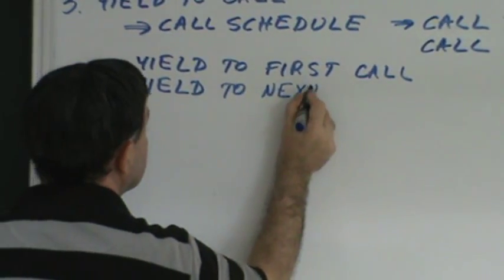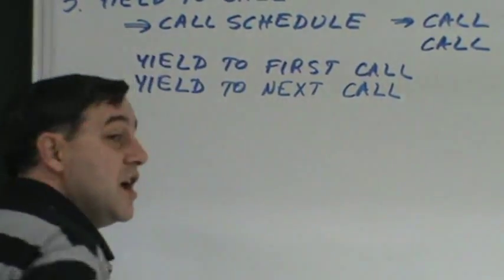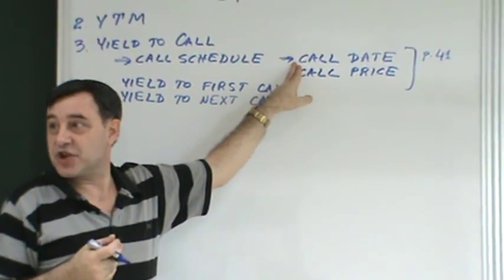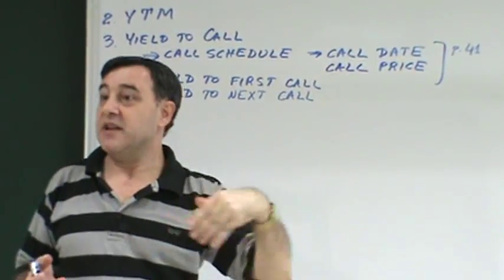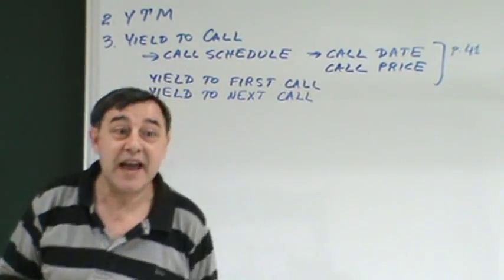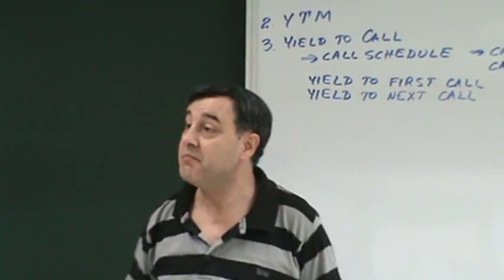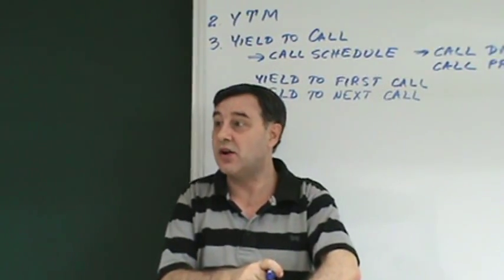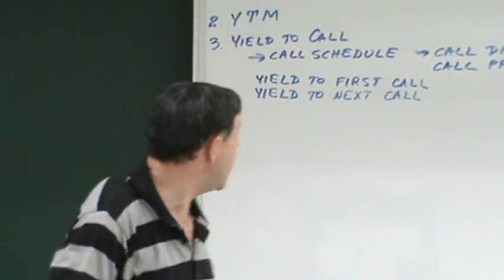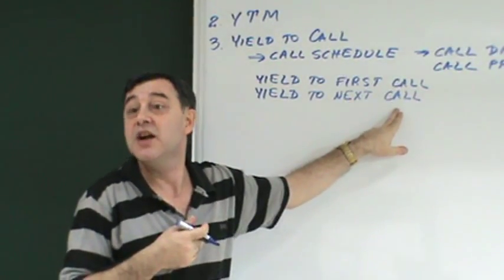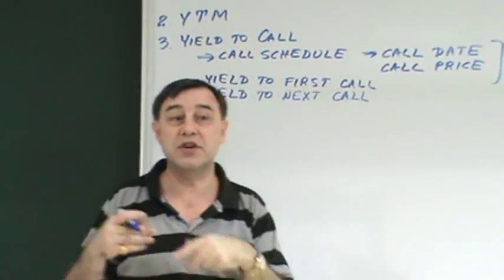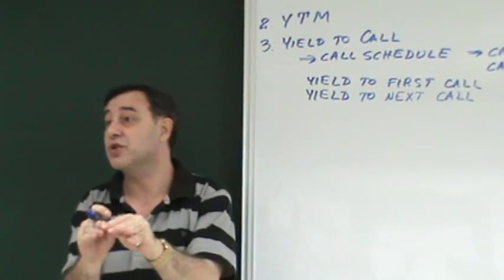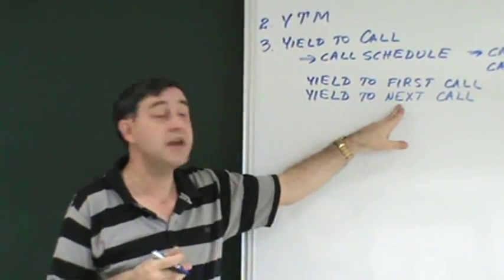Yield to next call means you are already past the first call date, and they could have called it, but they haven't. And the next call may be 3 months from now, maybe 6 months from now, maybe a year from now. You know what date is today, all right? And you see what's the next call date. And whenever is the next call date, you see the call price. If there is a coupon, you calculate and use the coupon. You punch it in Excel or the calculator, and you get the yield to next call. That's it.